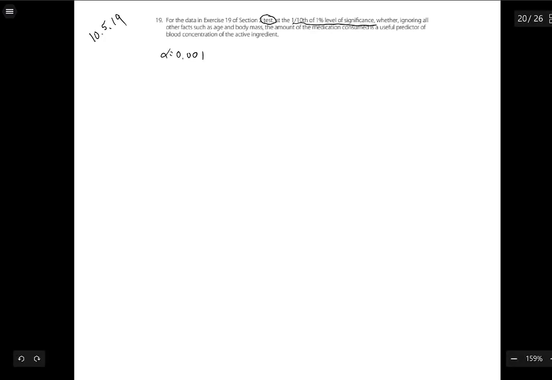Whether ignoring all other facts, because in this problem 19 we were looking at the amount of medication consumed, and that amount of medication gets us back to our beta 1, our predictor from our data, the beta 1 hat. So we're looking at hypothesis testing here, and that means we're going to be looking at that 5-step process.